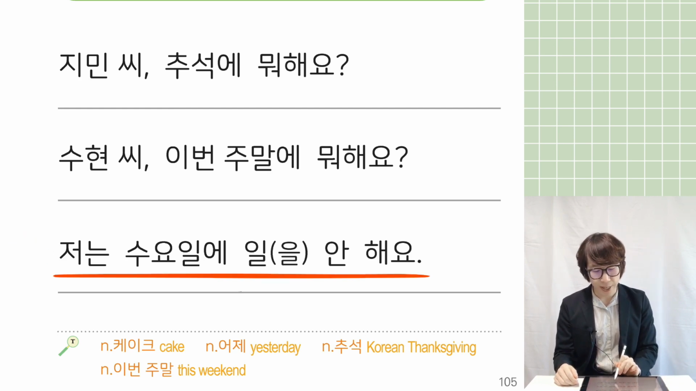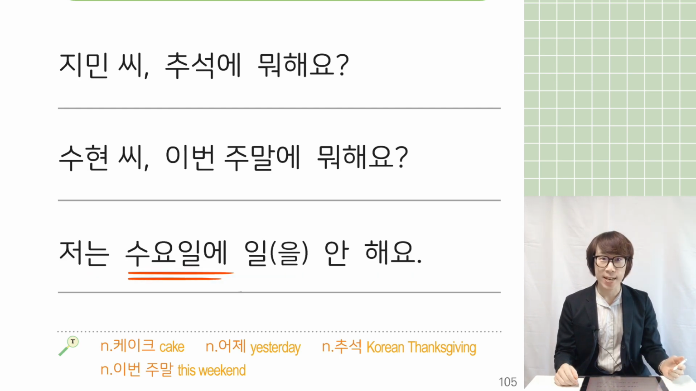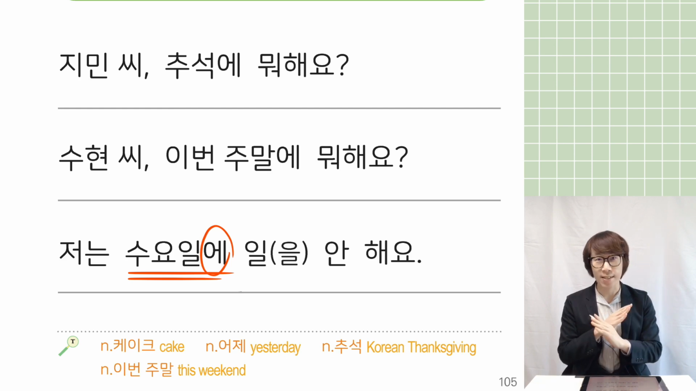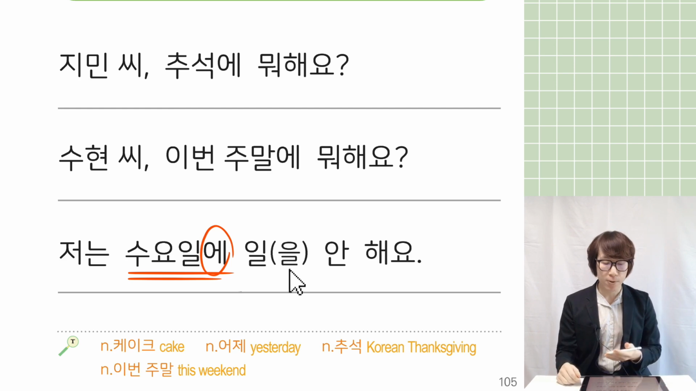And next sentence. 저는 수요일에 일 안 해요. So 수요일 is time as well, right? So for 수요일에 you can add noun-에, the time marker. So 저는 on Wednesday, 수요일에 일 안 해요. You can say 일을 안 해요. In spoken language, 을 can be omitted, so you can say 일 안 해요 or 일을 안 해요. Both are fine. But you're a beginner, so I want you to try to use all particles when you speak out.